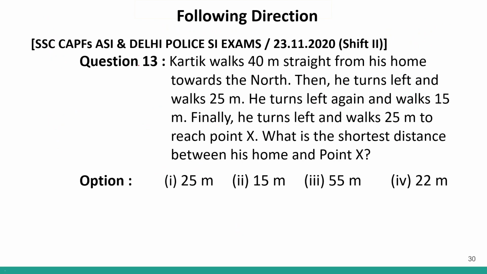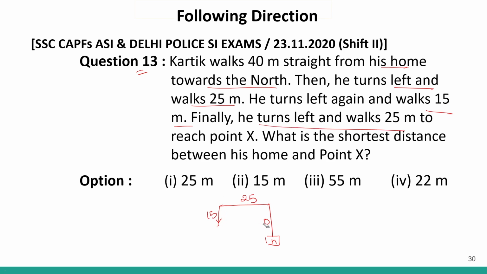Clear? Question number 13. Kartik walks 40 meters straight from his home towards the north. So let's say this is the house, 40 meters straight. Then he turns left and walks 25 meters. Then left again and walks 15 meters. This direction, right?